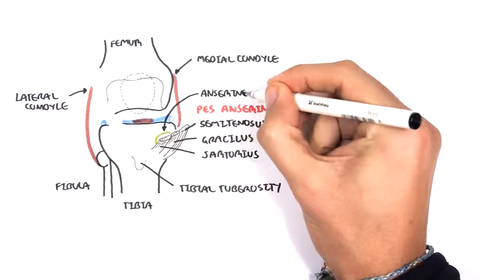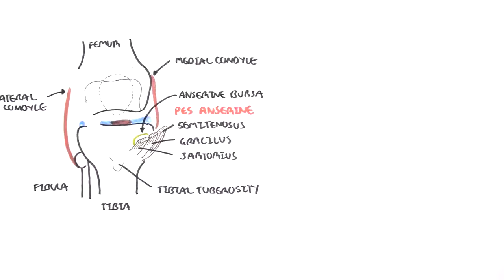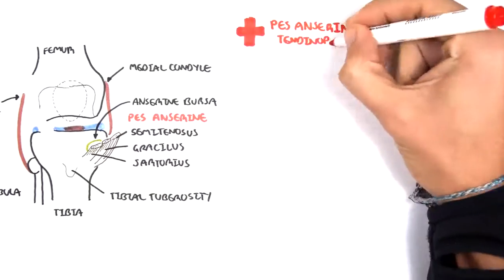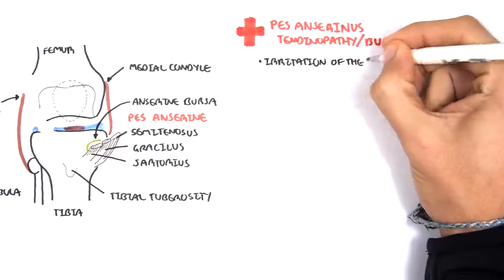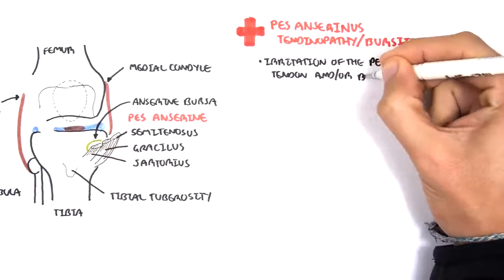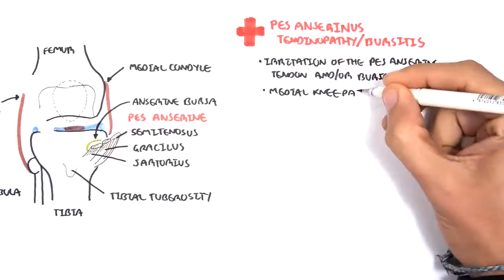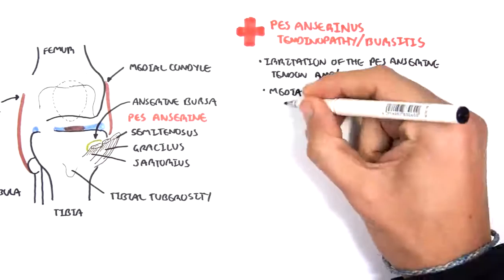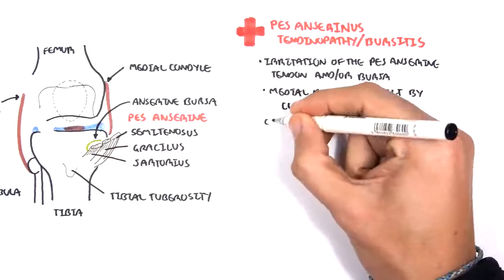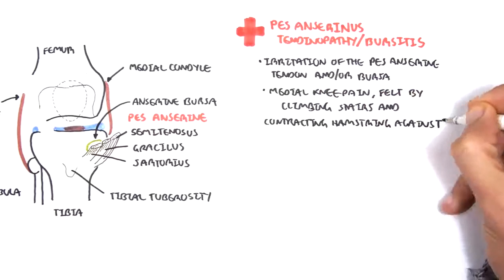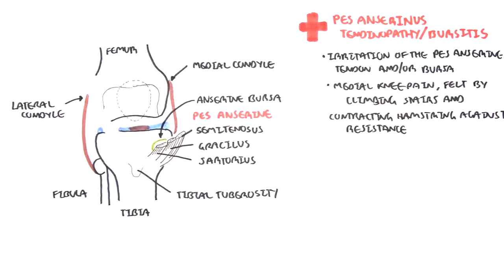Clinically, and quite commonly, there is pes anserine tendinopathy or bursitis, where there is irritation of the pes anserine tendons and/or the bursa. Medial knee pain felt when climbing stairs and contracting the hamstrings against resistance is a clinical feature. The reason is that these muscle tendons which attach to the pes anserine work as hamstring muscles.